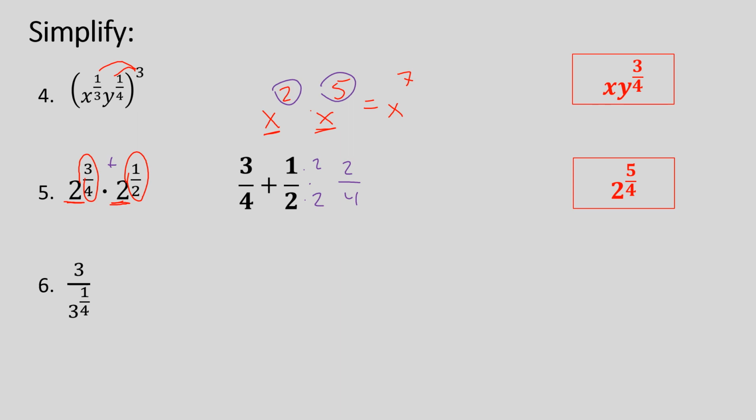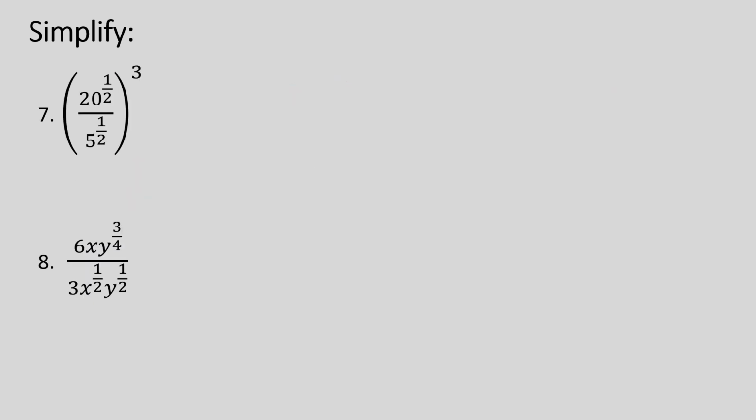Okay, number 6, we're dividing. This is 3 to the 1st power over 3 to the 1/4. We subtract these exponents and get 3 to the 3/4 power. Just like chapter 5, the questions get more complicated than that.